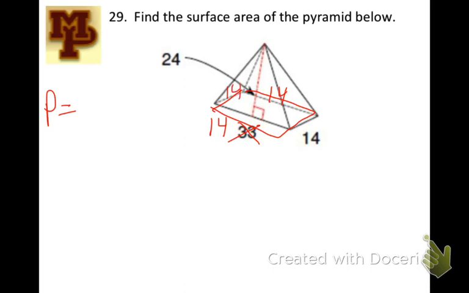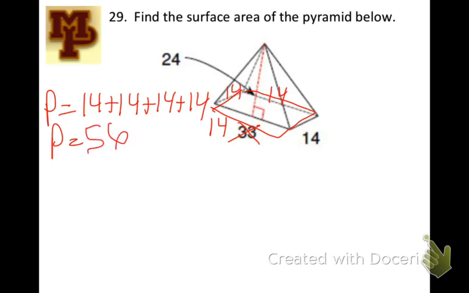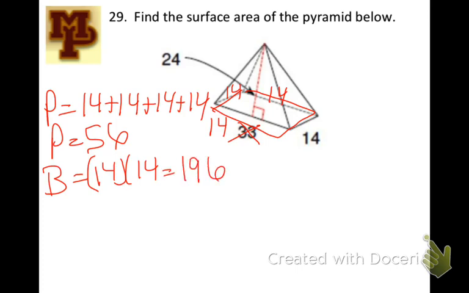So we're going to do 14 plus 14 plus 14, because I'm doing it the long way. So that is 56, right? And then we're also going to need the area of the base. The area of the base is just a square, so it's 14 times 14. That's 196.